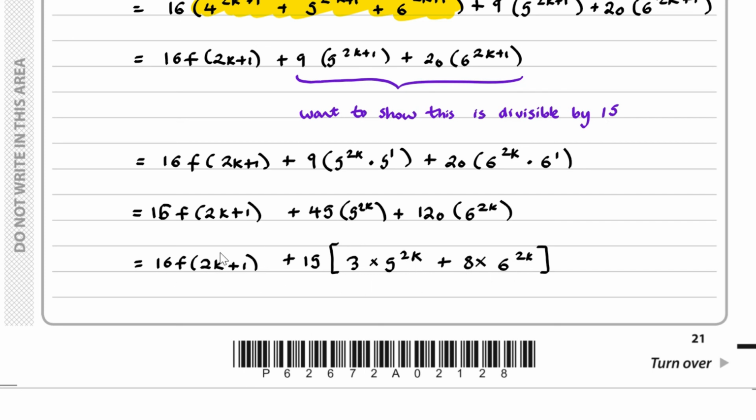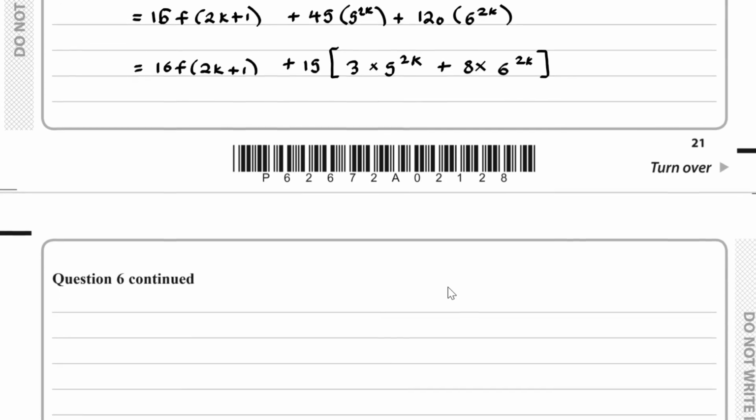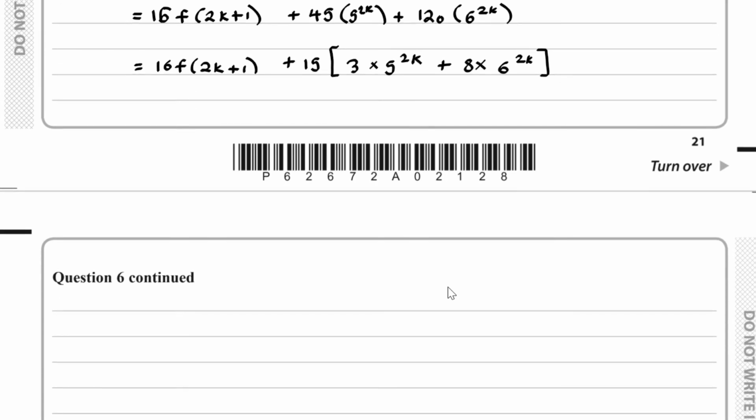We know this result is divisible by 15. We also know that this result is divisible by 15. So therefore, the entire thing is divisible by 15. So if true for n equals 2k plus 1, then true for n equals 2k plus 3, that's what we've just shown. And therefore, because it's true for n equals 1, it's true for all positive integers n.